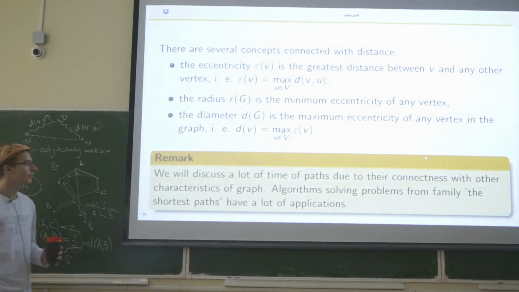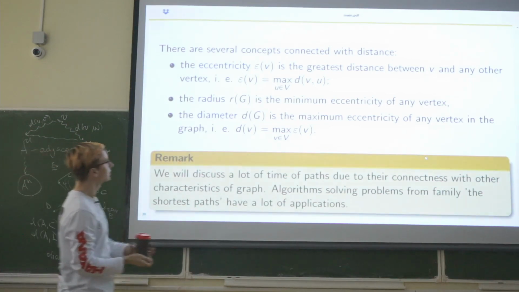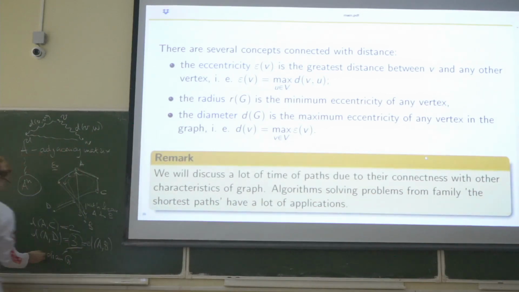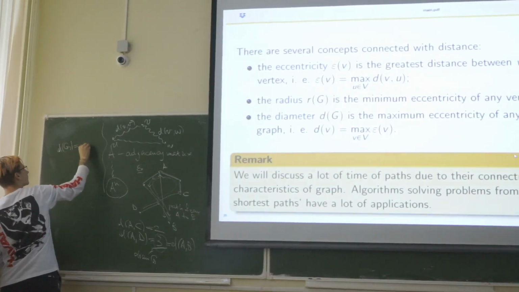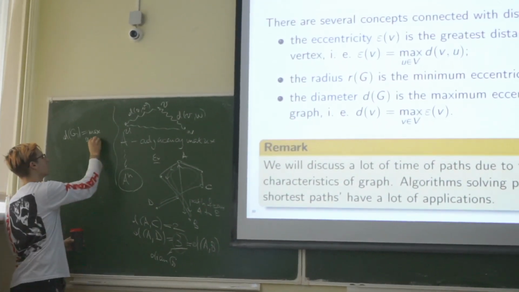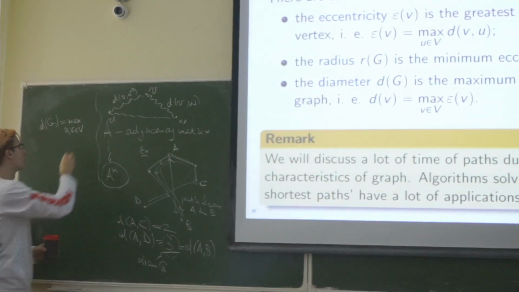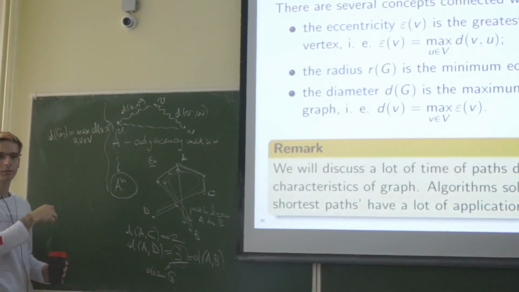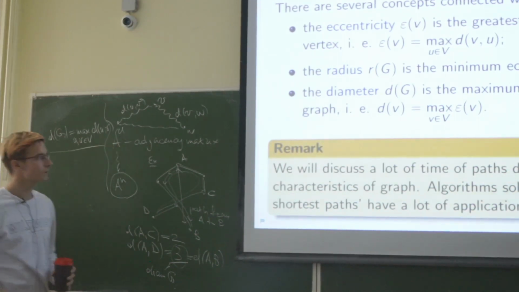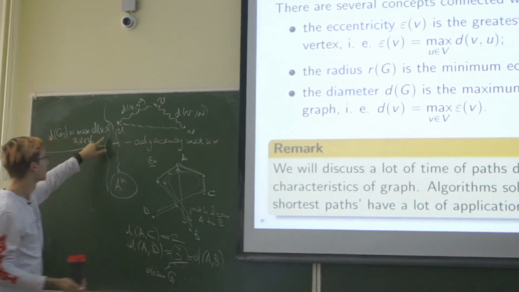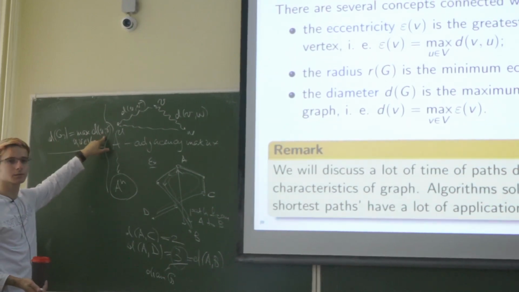Yeah. Because you can insert the definition of eccentricity in the definition of diameter. Yeah? And you see that this diameter is the maximum over choosing 2 vertices and the distance between them. Yeah? It is the consequence of these definitions. Okay? It's the maximum of distances of 2 vertices. Yeah?